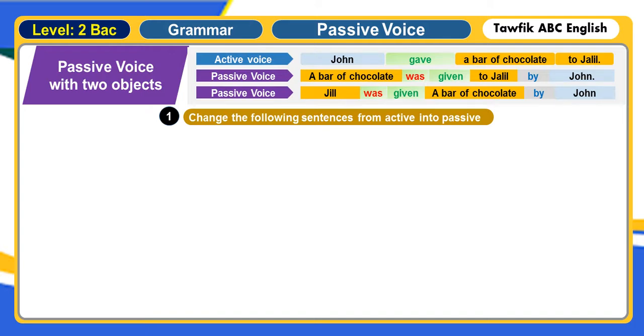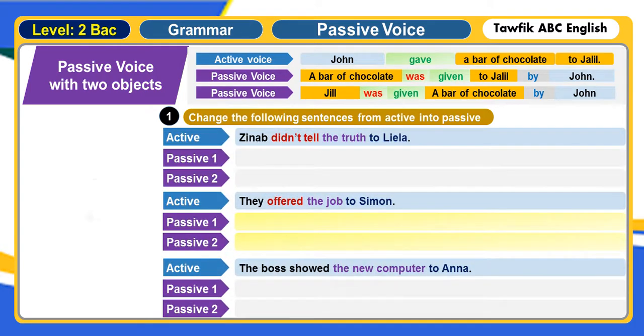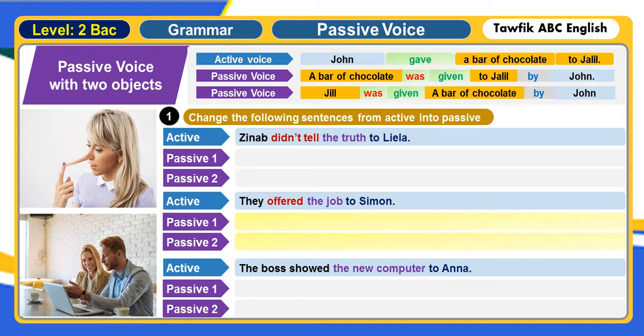Change the following sentences from active into passive. So number 1, Zainab didn't tell the truth to Layla. غادي نقولو.